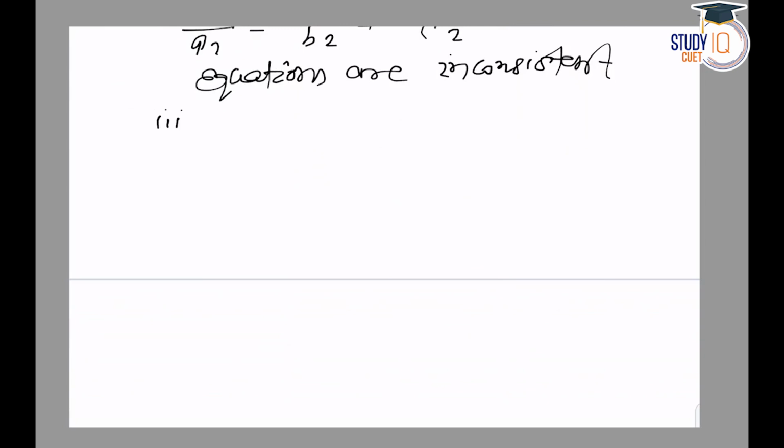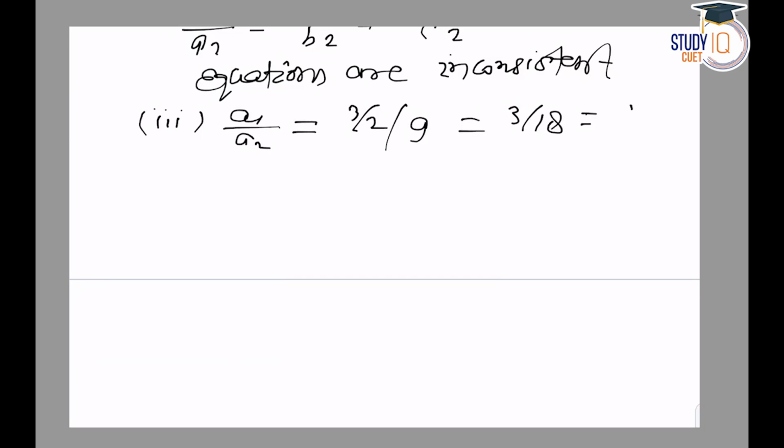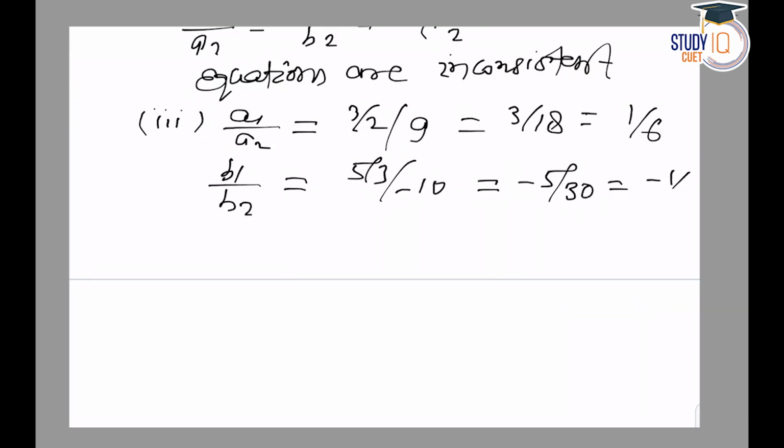For the third part, a1 upon a2 equals 3 by 2 by 9, that is 3 by 18 equals 1 by 6. b1 upon b2 is 5 by 3 by minus 10 equals minus 5 by 30, that is minus 1 by 6. And c1 upon c2 is minus 7 by minus 14, that is 1 by 2.